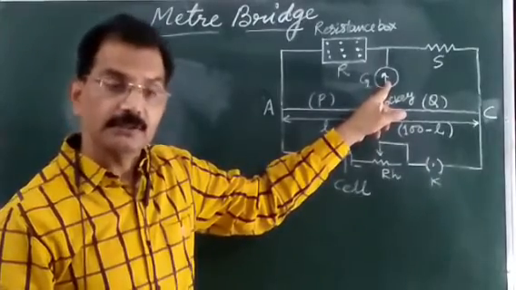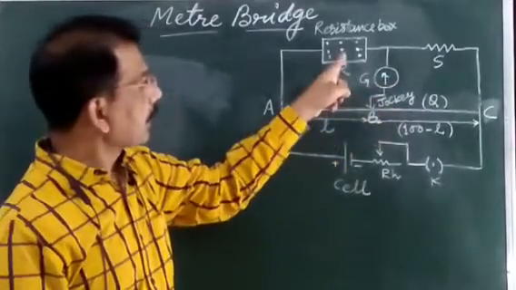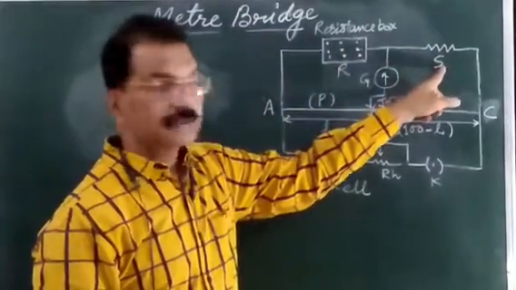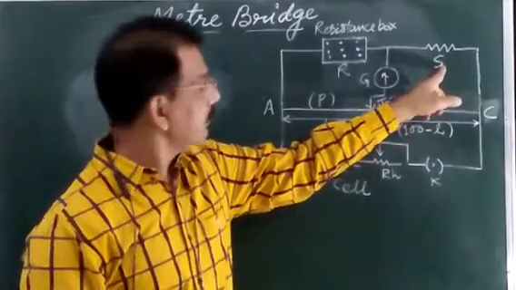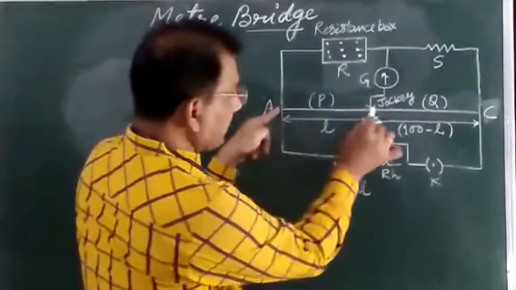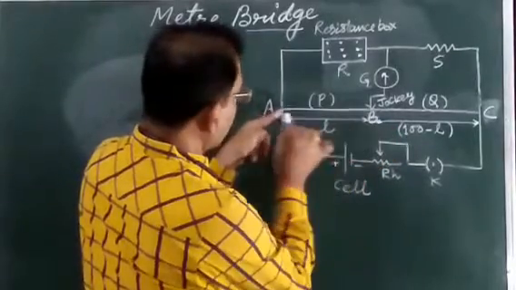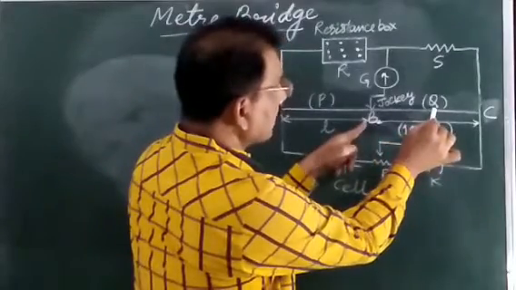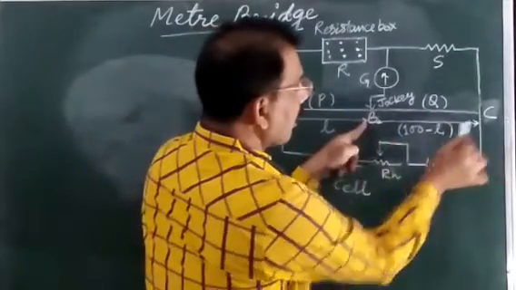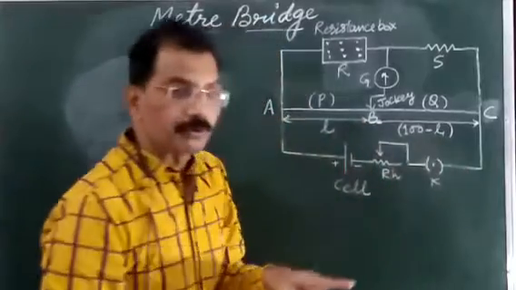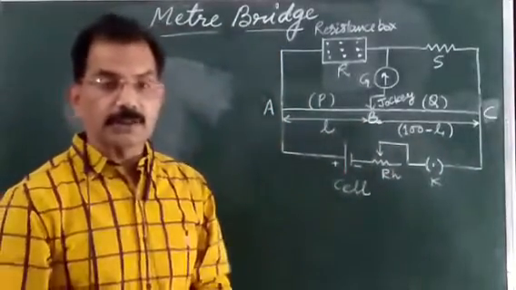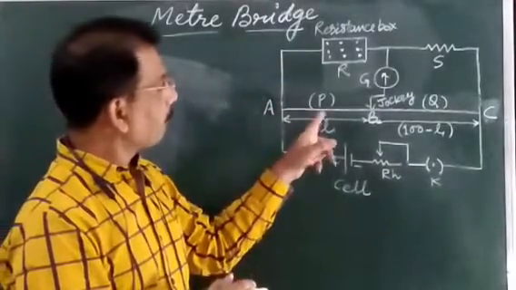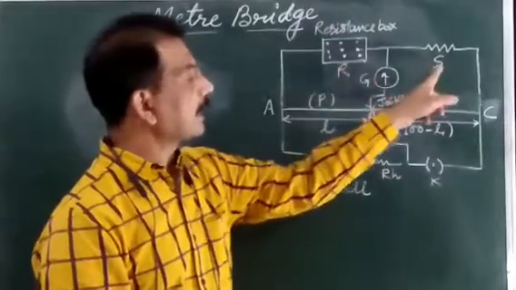Null deflection. And in this case you can say, if R is the resistance taken from the resistance box, S is the resistance of the unknown wire, P is the resistance of this wire AB of length L, and Q is the resistance of wire BC of length 100 minus L. Then you know in the Wheatstone bridge, the condition for null deflection is P by Q is equal to R by S.